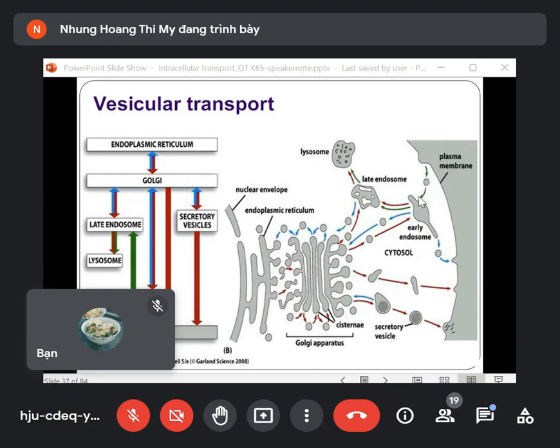So this is endocytosis, and this will be exocytosis in the cell, involved in vesicular transport. Together, these pathways provide communication between the interior of the cell and its surroundings.